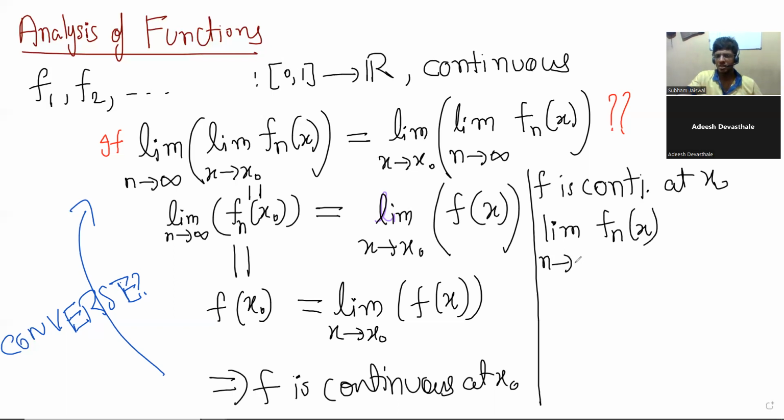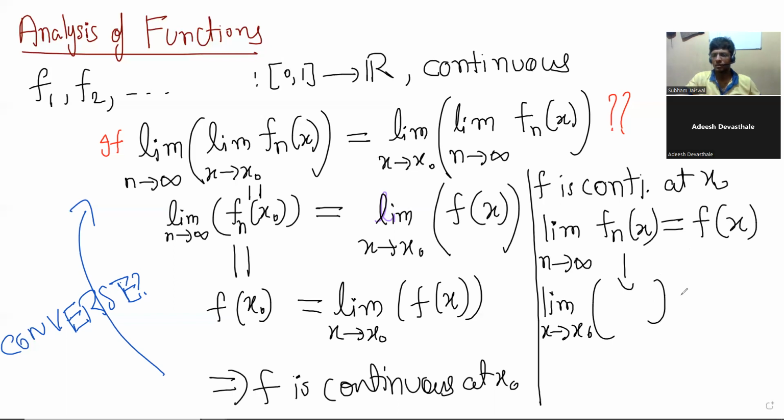So that does not need continuity. That is just by definition. And then the limit of this thing as x tends to x naught, as f is continuous, becomes f of x naught. Here we use the continuity to say this is equal to f of x naught, right? Correct.